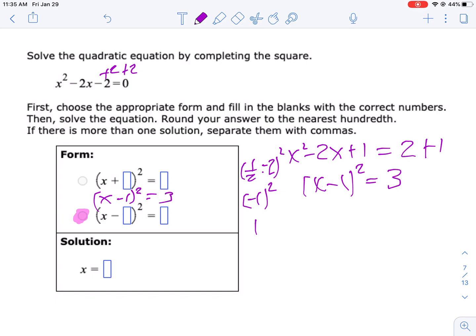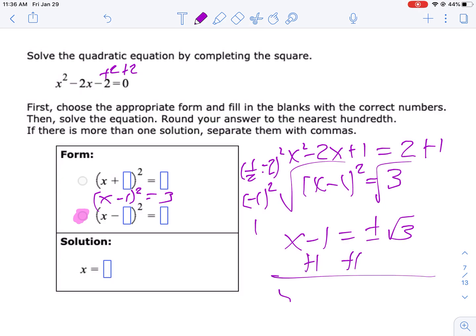Now let's solve it. We're going to take the square root of both sides. The square and square root cancel because remember, the inverse operation of squaring is the square root, so you get x minus 1 equals plus or minus the square root of 3. So to solve for x, we add 1 to both sides. The exact answer is x equals 1 plus or minus the square root of 3.